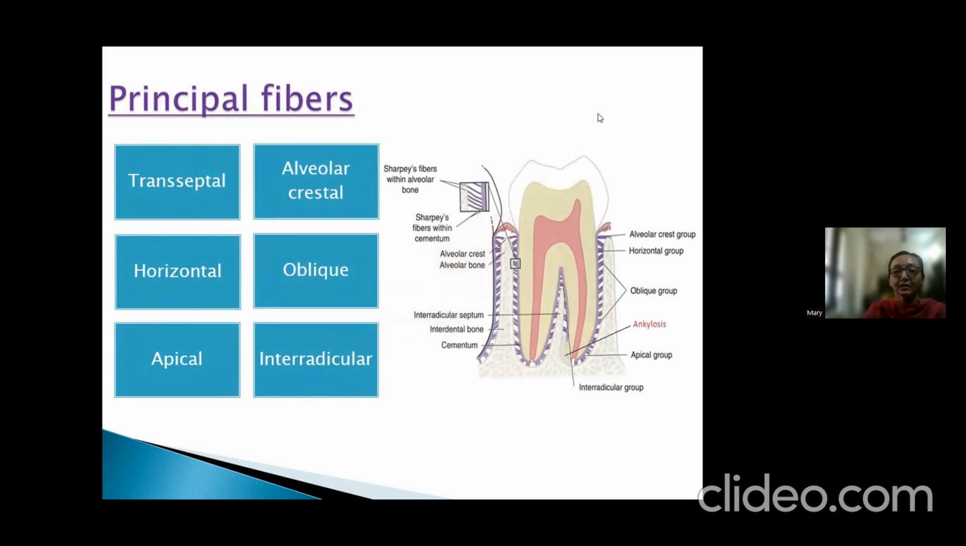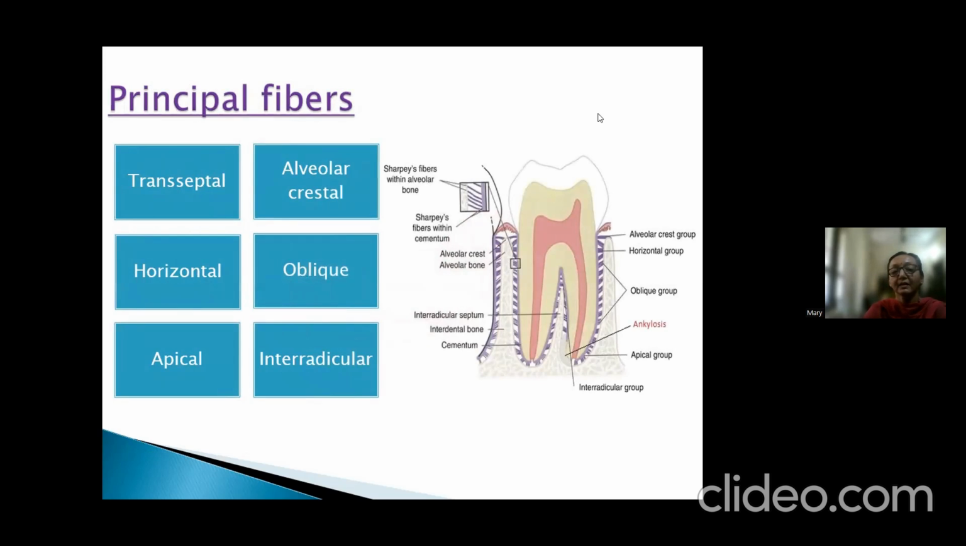Coming to the principal fibers. The principal fibers can be divided into 6 types. They include the transeptal, horizontal, apical, alveolar crestal, oblique, and interradicular fibers. So the picture clearly depicts the different fibers and their location.